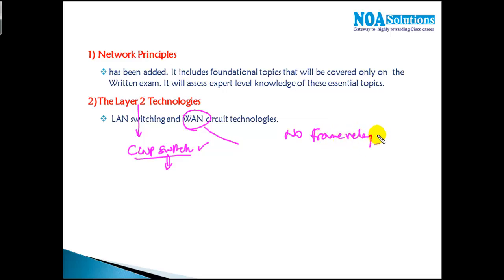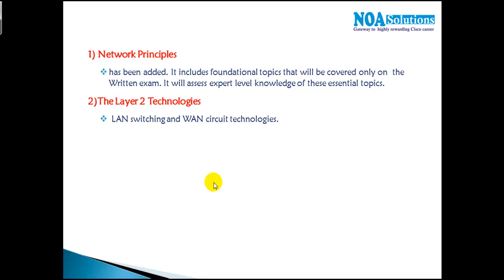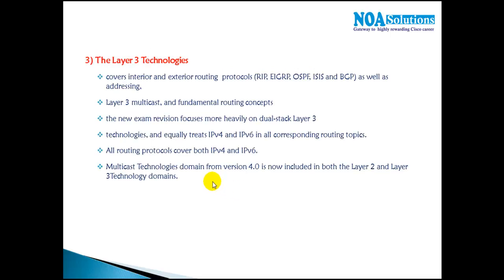So no Frame Relay. Instead you will be tested on PPP and HDLC protocols, same as previous versions, and then on PPPoE and Metro Ethernet WAN connections. So Metro Ethernet WAN connections, these are the major things. There's no more Frame Relay, we can say, in the new version of the CCIE blueprint topics.